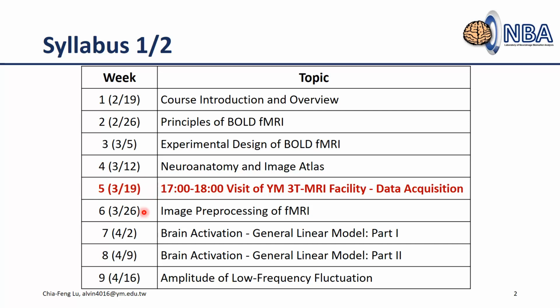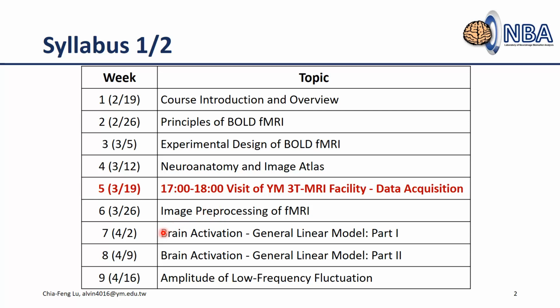Okay. And starting from the 6th week, we will go through 3 main categories of fMRI analysis approach. We will start from the image preprocessing. It is the essential step that no matter what kind of analysis you are going to do, you need to do the image preprocessing. If you have fMRI data on hand, this is the very first step you need to do.